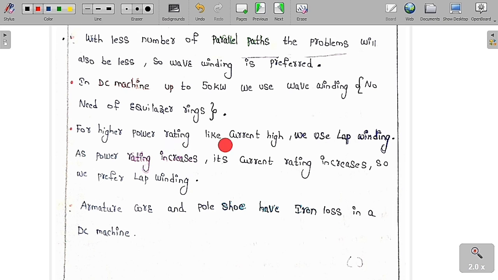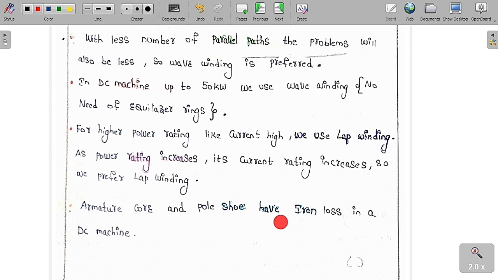For higher power rating, like high current, we use lap winding, because as the power rating increases, the current rating increases. So we prefer the lap winding, and whenever lap winding is used, we always have to use the equalizer rings.